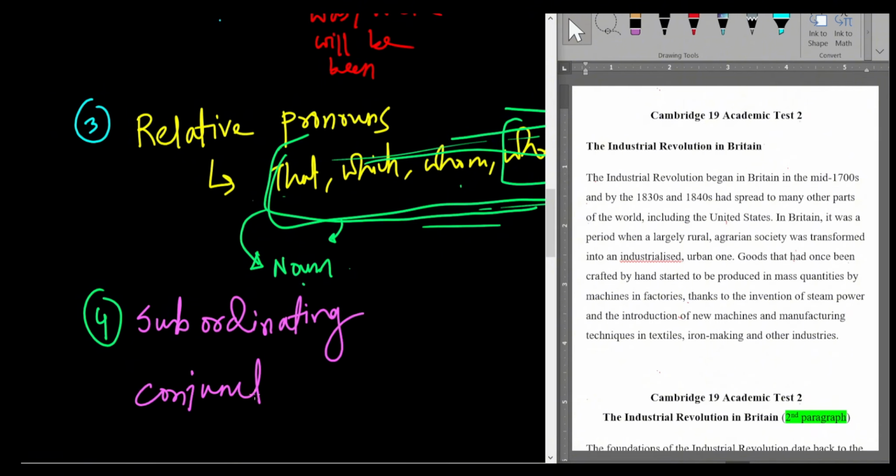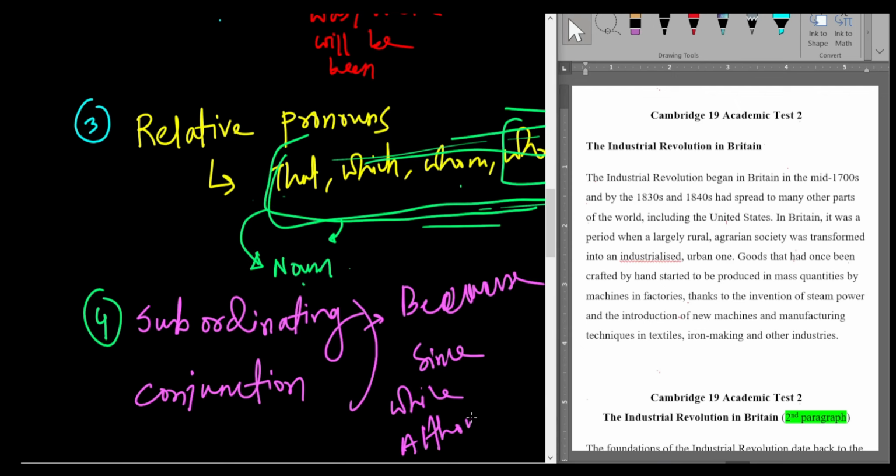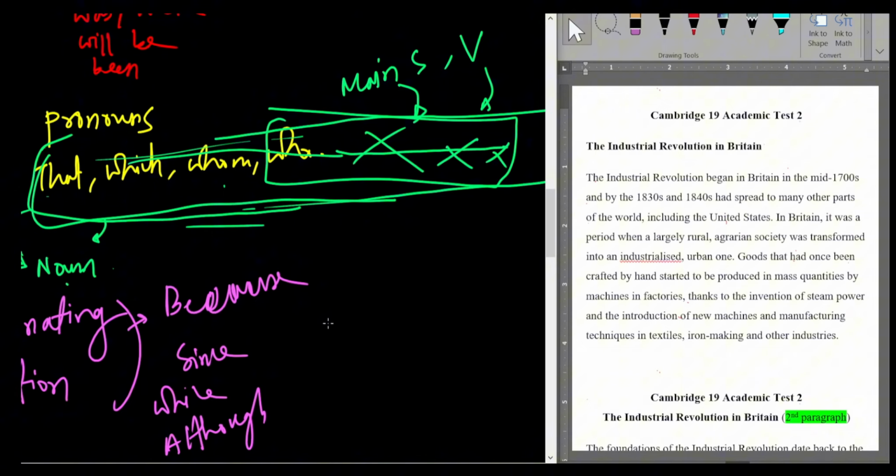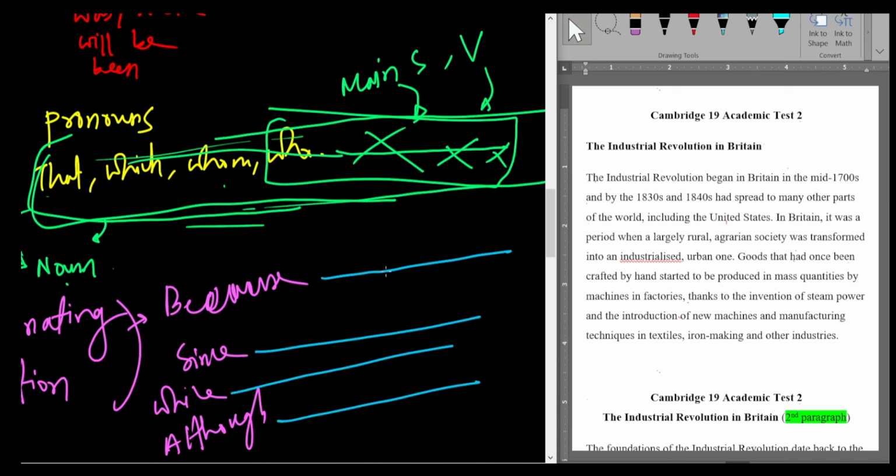We already know what a subordinating conjunction is. Subordinating conjunctions are because, since, while, although. After the subordinating conjunctions, we will also see a long part or a short part. There must be a subject and a verb after each subordinating conjunction, but we will not consider these as our main subject and main verb.